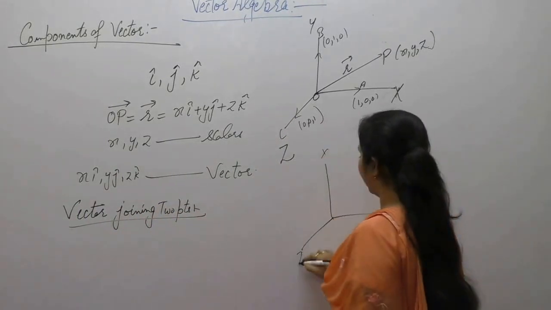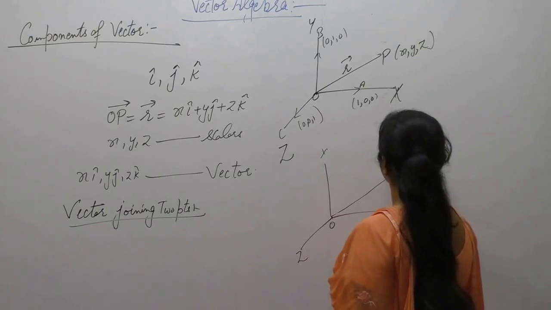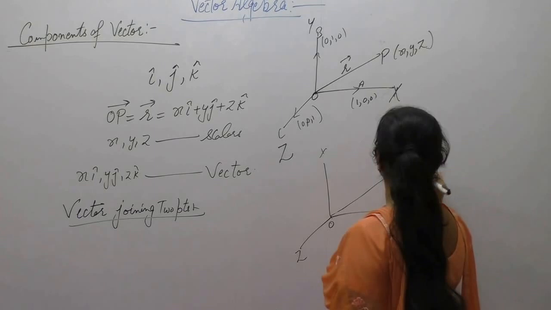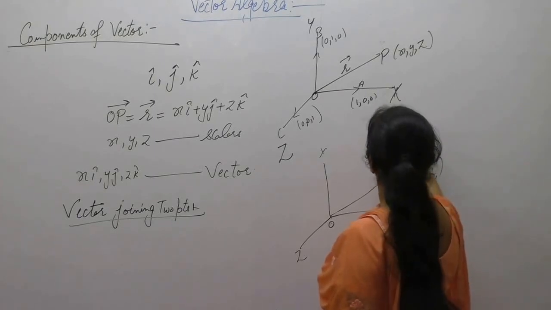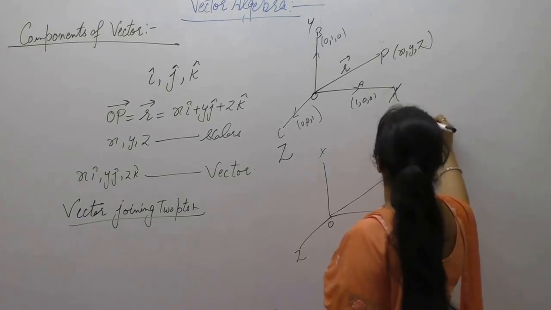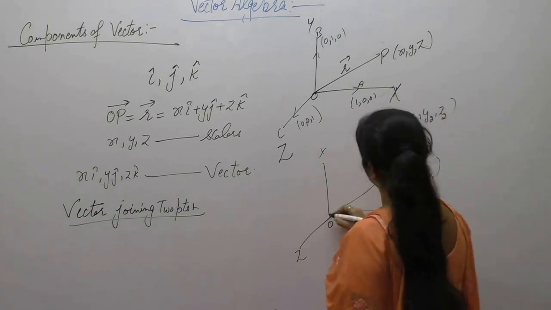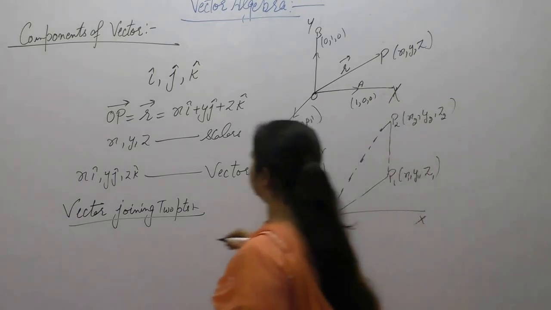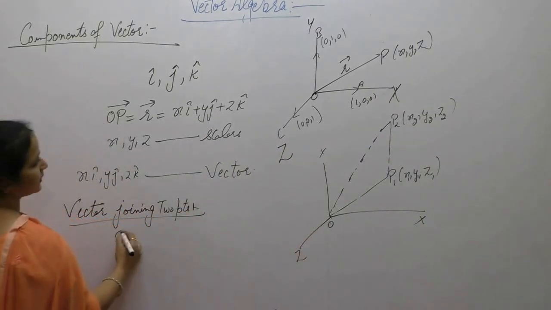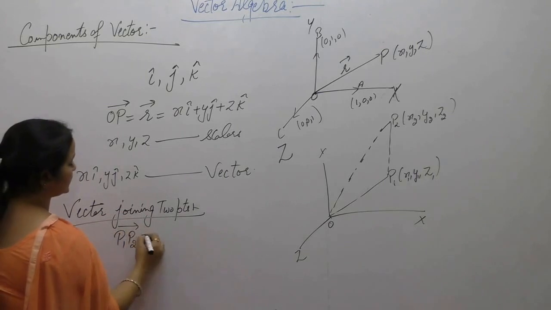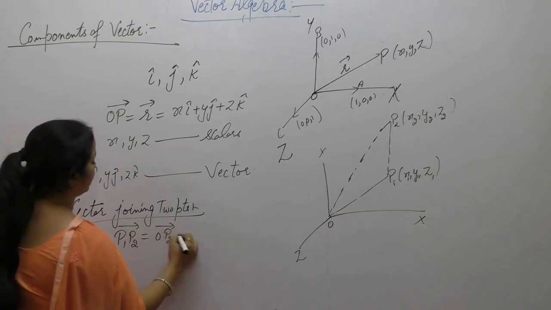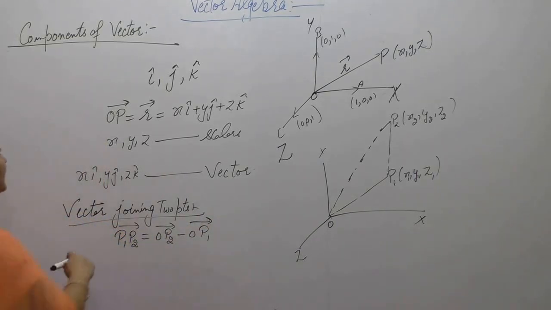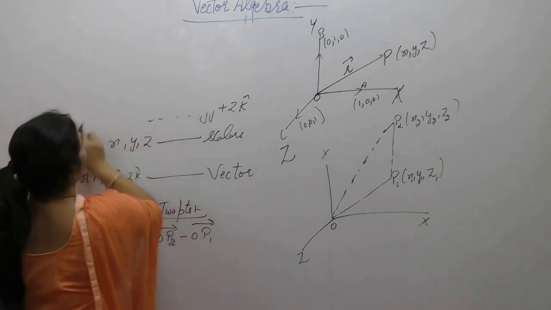X, Y and Z. Let it be point P1 with coordinates x1, y1 and z1. This is P2 with coordinates x2, y2 and z2. Then the resultant vector P1P2 is equal to OP2 minus OP1. So that is equal to x2 minus x1.